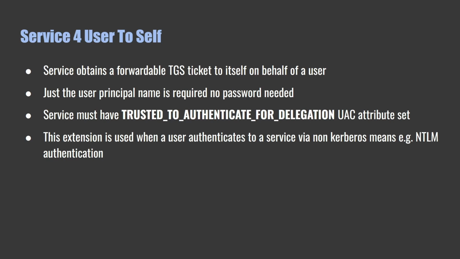No password is needed. The service will send a request to the KDC basically saying, from this user principal name, like John, we need a forwardable TGS ticket. And then the DC will check the service must have the trusted to authenticate for delegation attribute set. It'll check for that, and it'll also check that the user the service is requesting for can actually be delegated from, things like that.